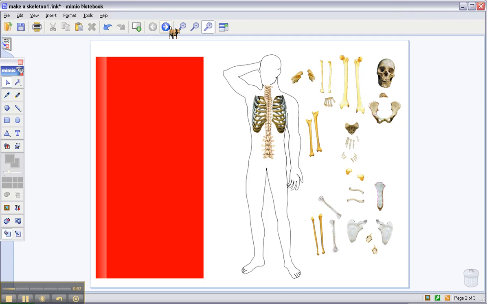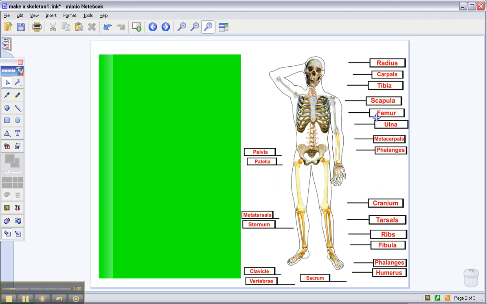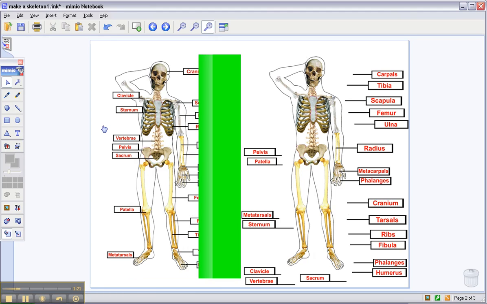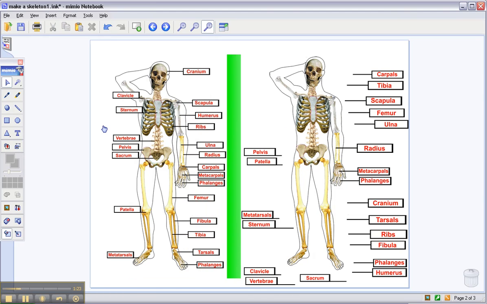Then on the next page I've got the names of the bones, so they have to work out what goes where by just dragging. And so on. And again, if they're not quite sure, they can have a quick squiz or check their answers to see if it's right.